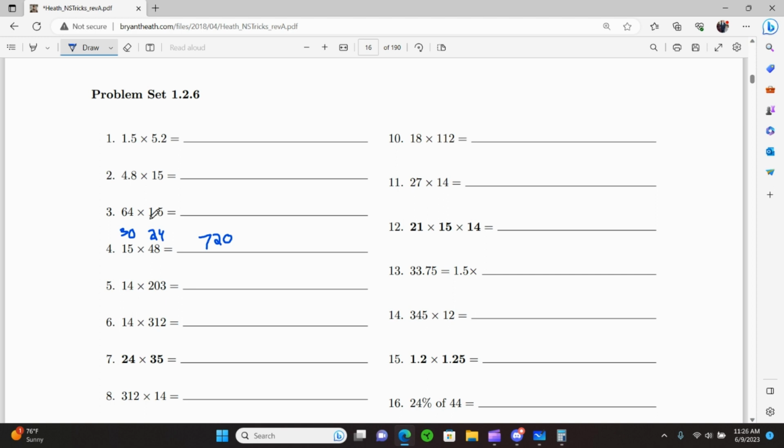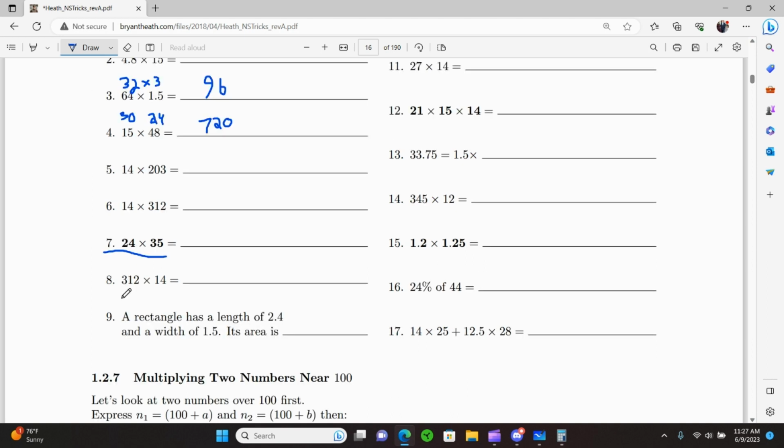All right, hopefully you came to the conclusion that the easiest way to solve this was to halve 64 and to double 1.5. Now that the problem has become 32 times 3, this is an easy solve of 96.